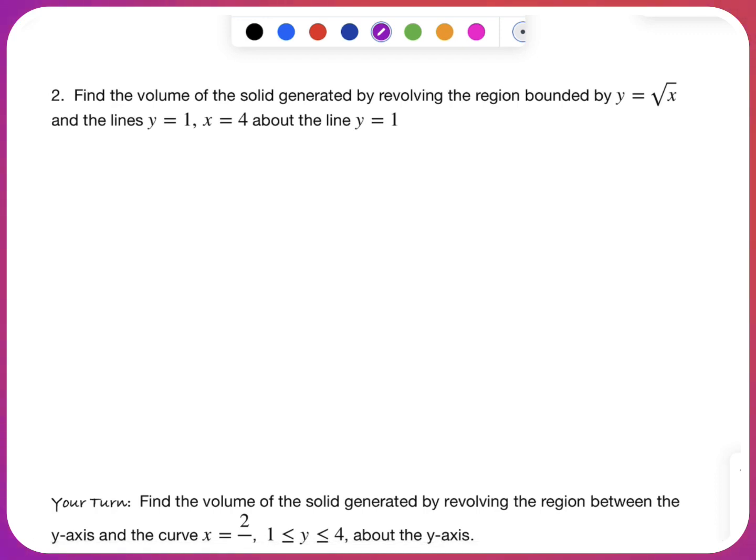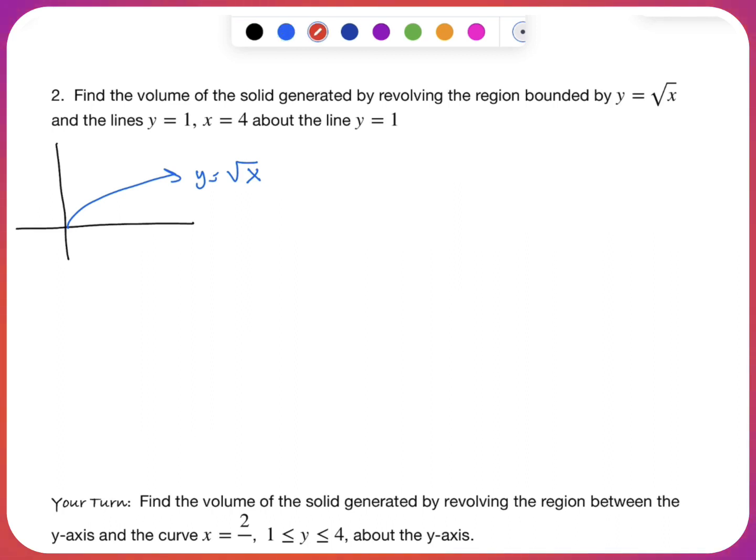Find the volume of the solid generated by revolving the region bounded by y equals the square root of x, the line y equals 1, x equals 4, about the line y equals 1. Okay, so we're doing it about a different line. So again, start by sketching your graph so you know exactly what's going on. You can find your shaded region, you can find what's being revolved around.